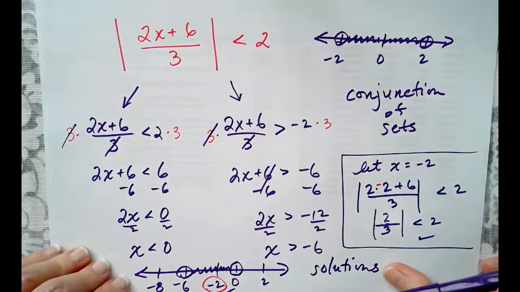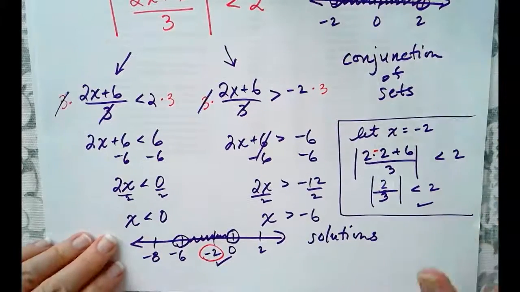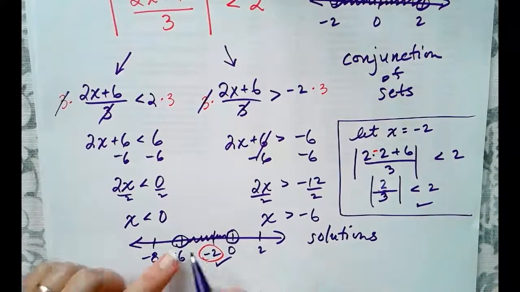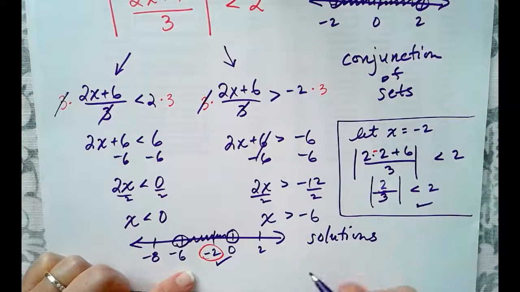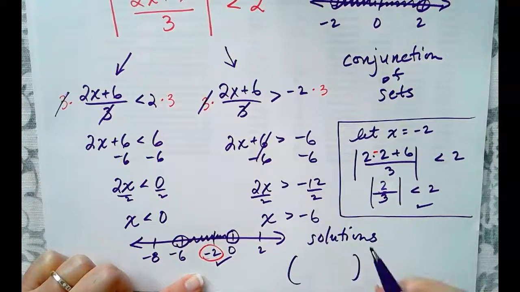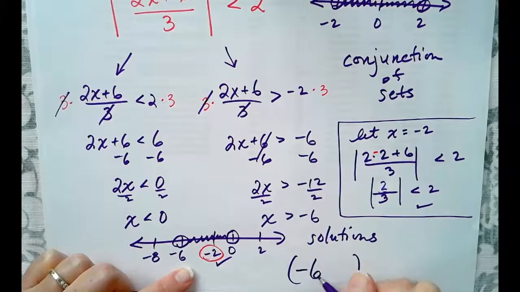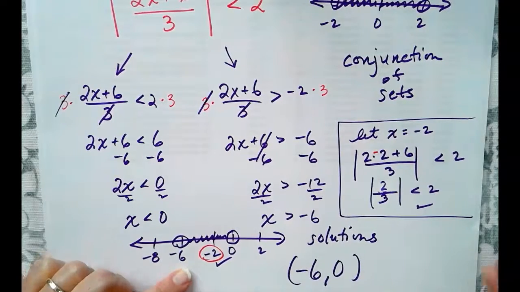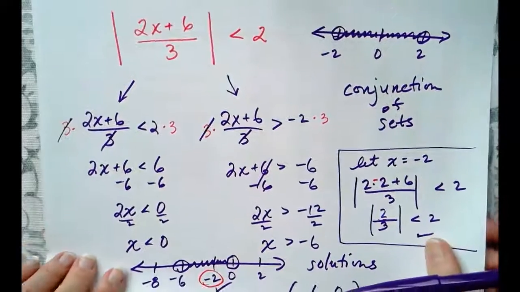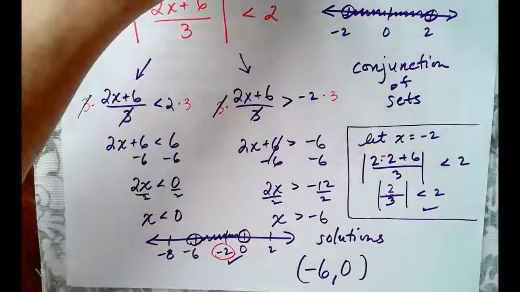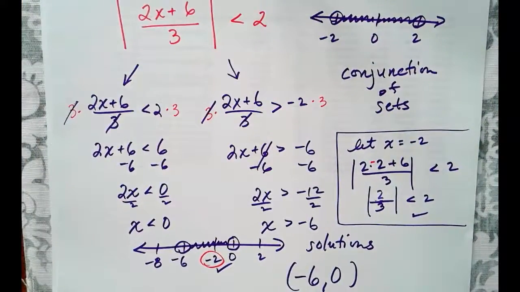So finally, in interval notation, our solutions, open circle, so parentheses on both sides. So our solutions are in the interval from negative 6 to 0. That is solving absolute value inequalities.